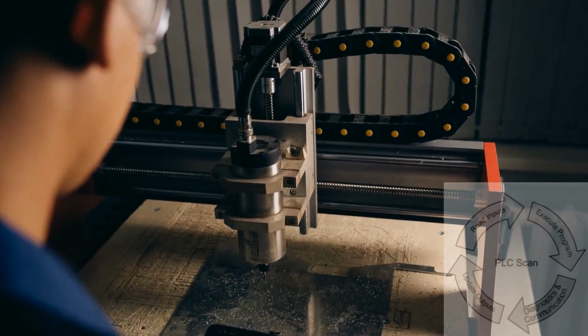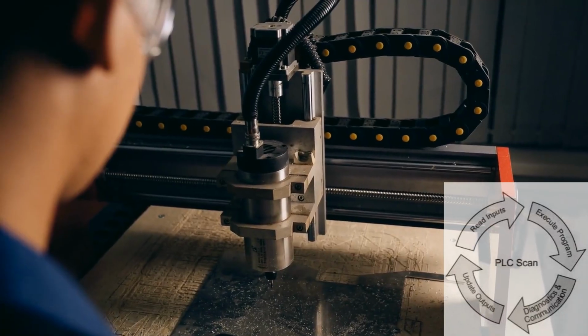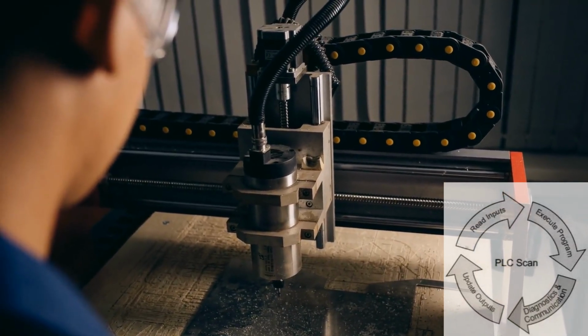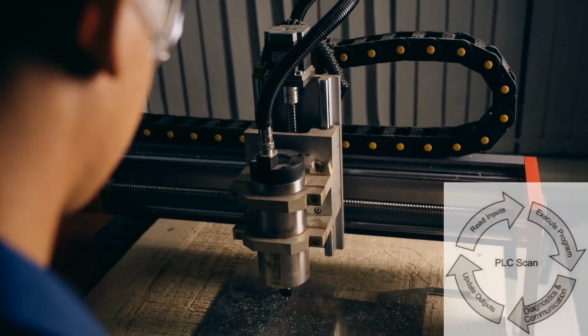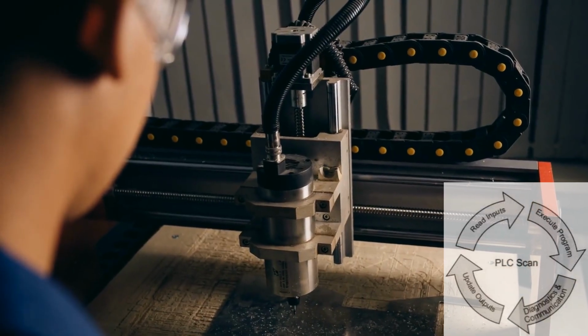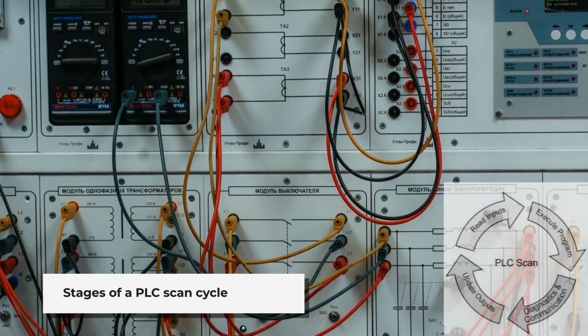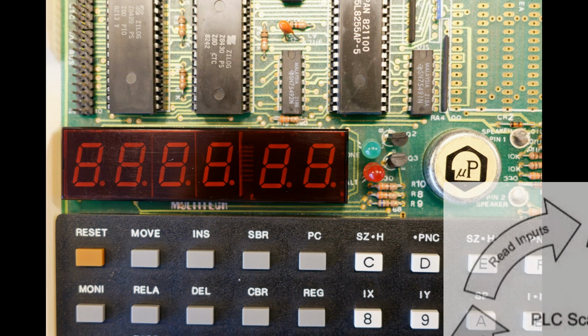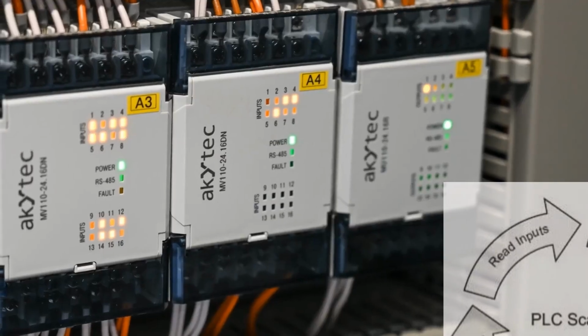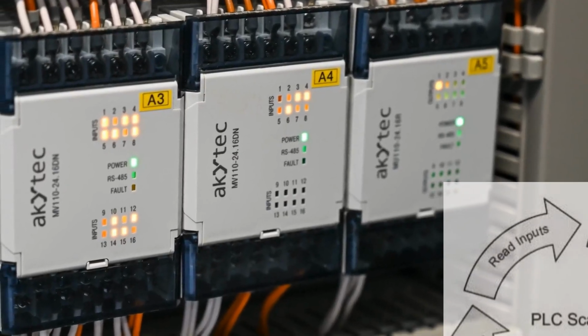The concept of a scan cycle is central to how PLC logic operates. A PLC doesn't process its logic all at once, it does so in a continuous loop or scan. Each scan cycle consists of 3 primary steps. 1. Read inputs. The PLC checks the status of all its input devices. It first reads all inputs and stores their status in an input image table.